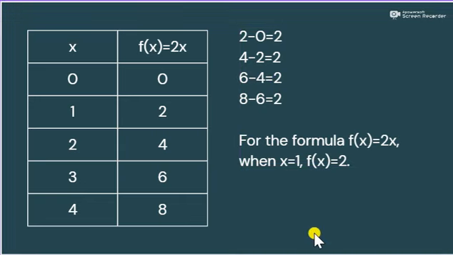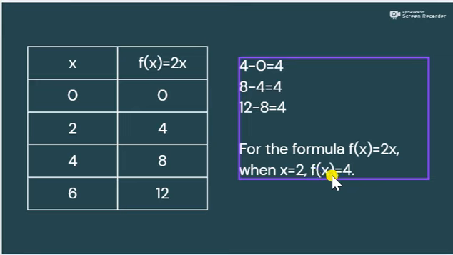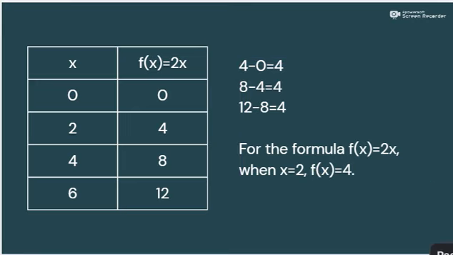So for the formula f of x equals 2x, when the interval is 1, our f of x is going to change by 2. When the interval is 2, x goes 0, 2, 4, 6, and then we have 0, 4, 8, and 12. Then 4 minus 0 is 4, 8 minus 4 is 4, 12 minus 8 is 4, so our rate of change is 4.